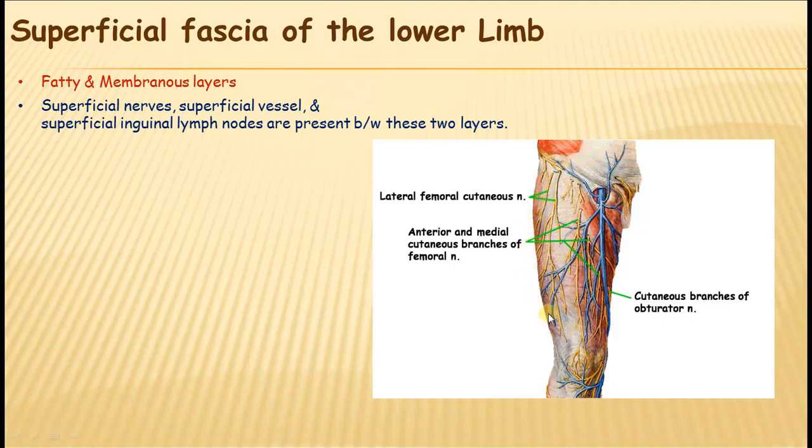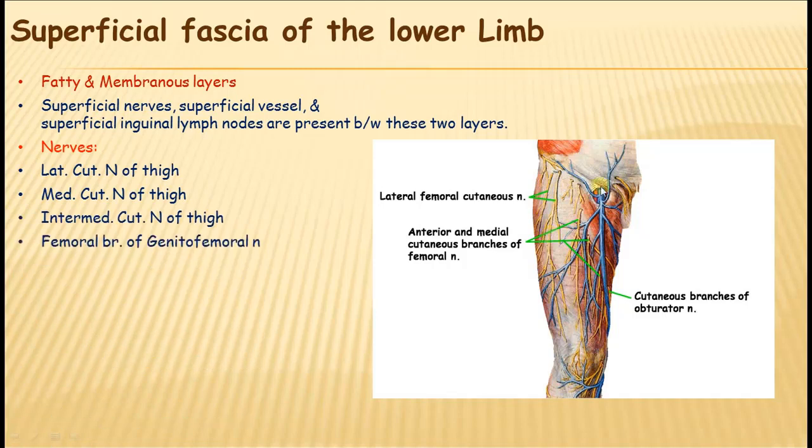Okay. Now in the superficial fascia, you have the cutaneous nerves, then you have vessels and also lymph nodes. The nerves are the lateral cutaneous, the medial cutaneous and the intermediate cutaneous. In some books, it is also called the anterior cutaneous nerve of the thigh. You have the femoral branch of genitofemoral nerve, ilioinguinal nerve, and also a branch from the obturator nerve. Then a plexus is formed in front of the patella, which is called the patellar plexus.